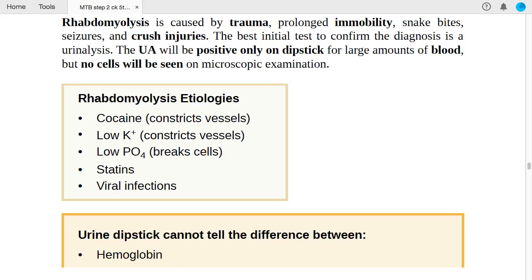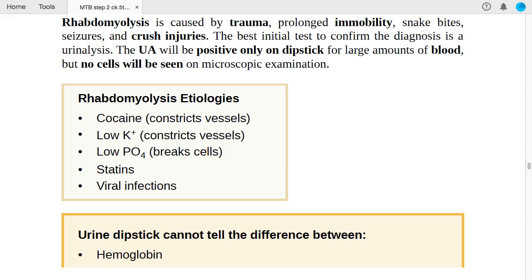Even use of statins also. The risk is only 0.1%, but that is there. Viral infections, low phosphate, low potassium, cocaine use. Low potassium and cocaine both act in the same way, both constrict vessels and that can cause rhabdomyolysis. But low phosphate actually breaks cells, and that's why hyperuricemia will be there and CRF will be there, which can lead to renal injuries.